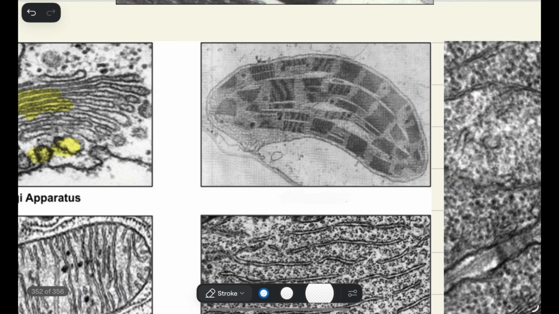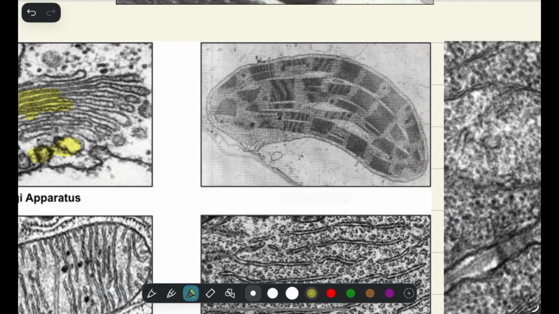Similar thing here. What am I looking at? I can see a thick membrane. Okay. I can see this is your granum, or your stack of thylakoids, and this is the lamella in between. So I'm just describing what I see. That must be a chloroplast.